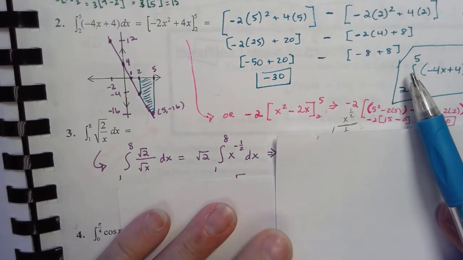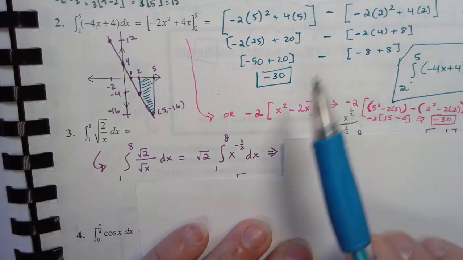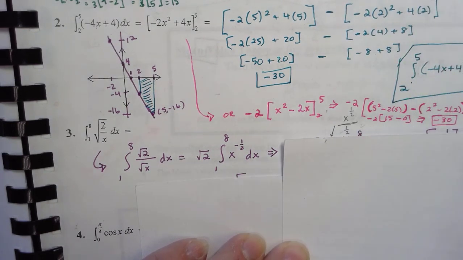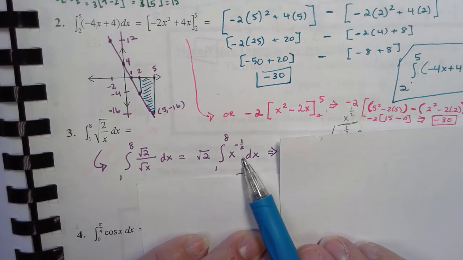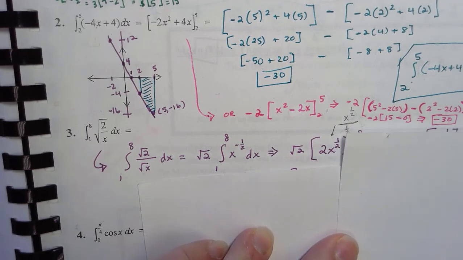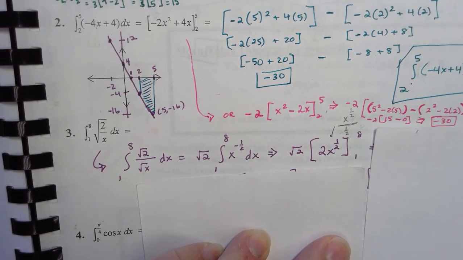And I can bring that square root of 2 out in front. You can see that that would be definitely something we might want to do. Then we're going to do the antiderivative. Remember, add 1, that makes it 1/2. Dividing by 1/2 gives you the coefficient of 2, okay, on the interval from 1 to 8.